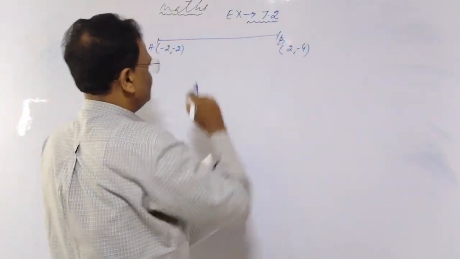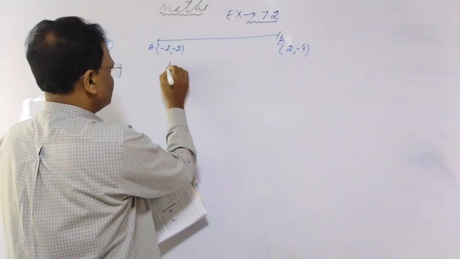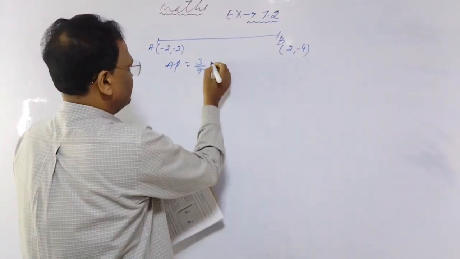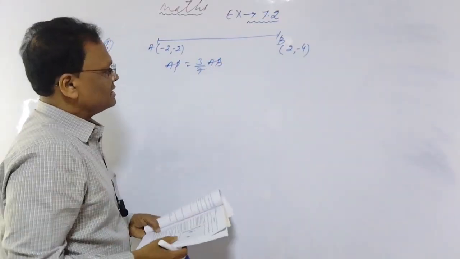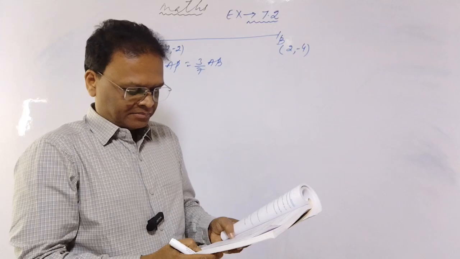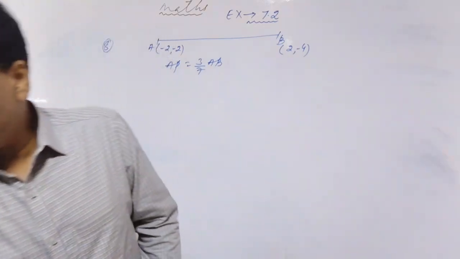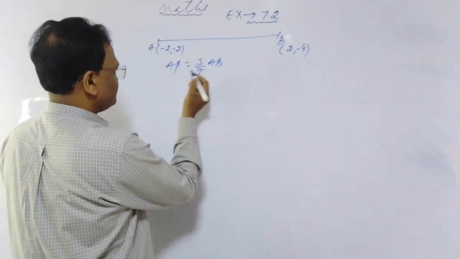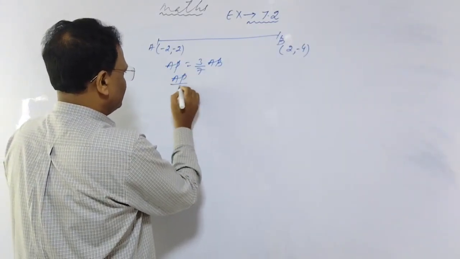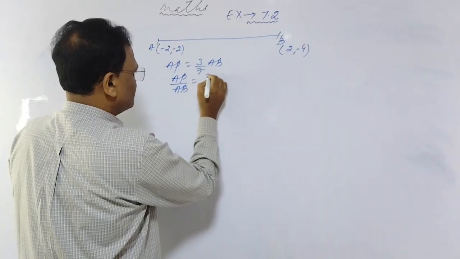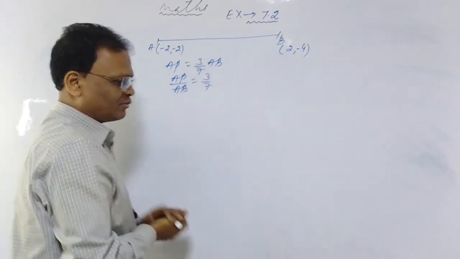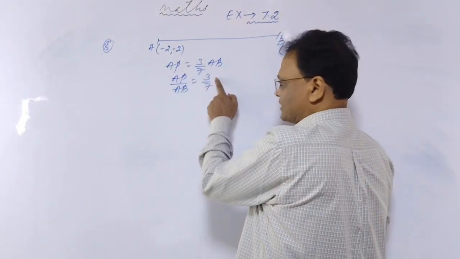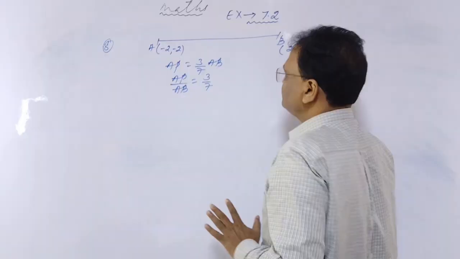So P is somewhere in AB, but what is the condition given? The condition is AP is equal to 3 by 7 AB. What is it asking us to find? Find the coordinates of P. That P is somewhere in between A and B. Where it is, we don't know. So let's find. Can I write AP by AB is equal to 3 by 7 from this? Yes, of course I can write. AP by AB is equal to 3 to 7. That means my AP is 3 parts, and AB is 7 parts.